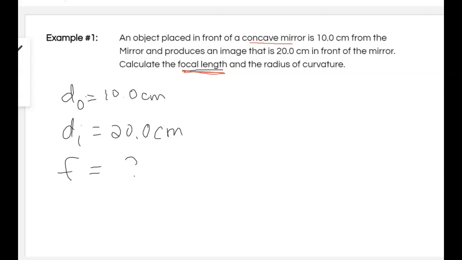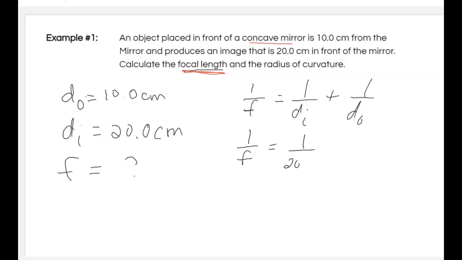Now I need to know what my analysis is. What tool do I need to use? So far the only equation I have is my distance equation, which is 1 over f equals 1 over DI plus 1 over DO. I'm going to start by simply substituting in those values. So 1 over f is my unknown. I'm going to put in 1 over 20 and then 1 over 10.